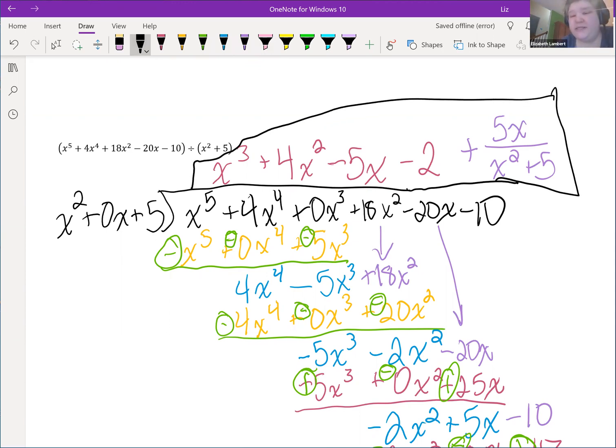And there's our ridiculous answer. Again, in ALEKS, you'd type the red part and then just the 5x most likely.